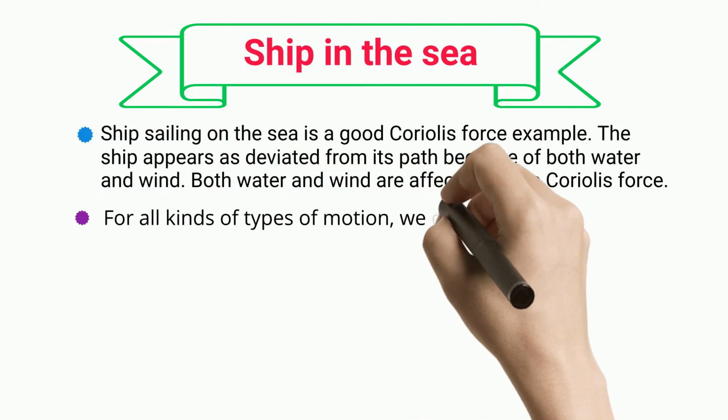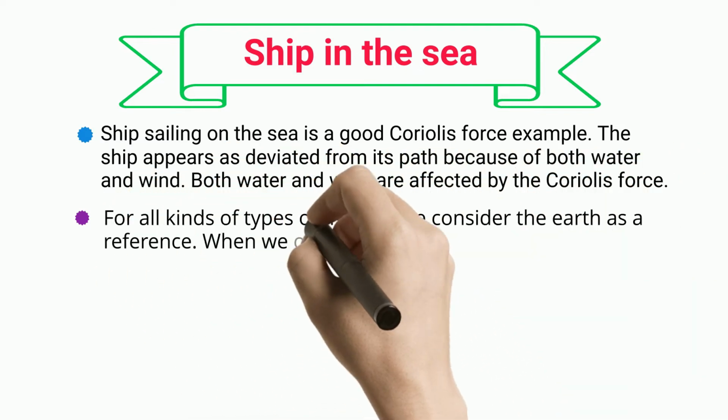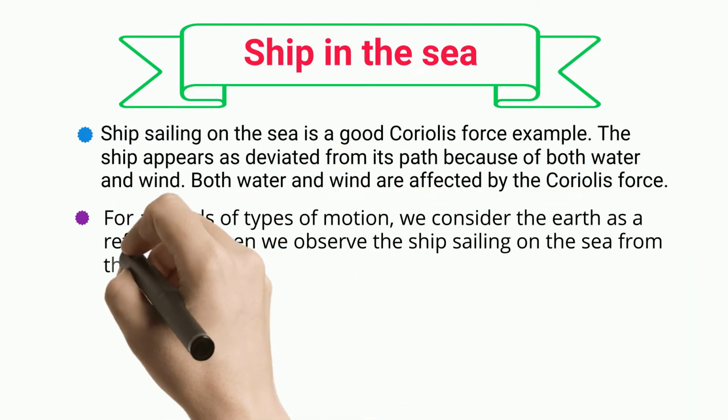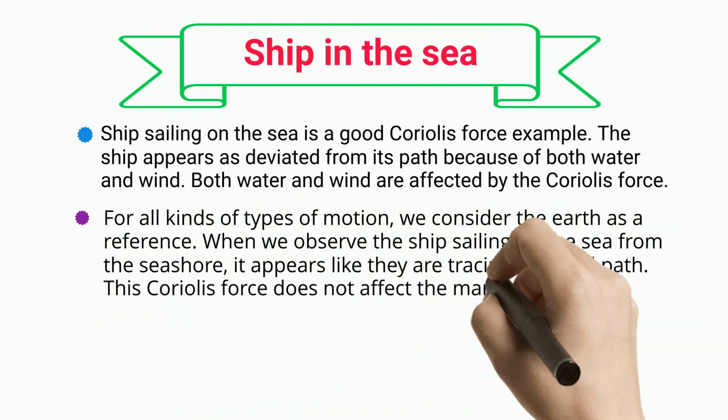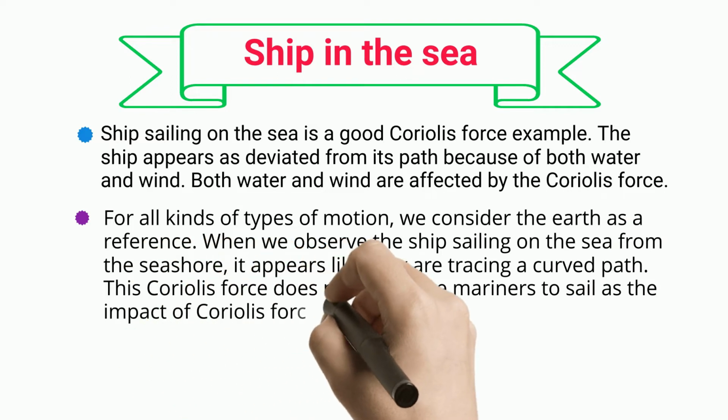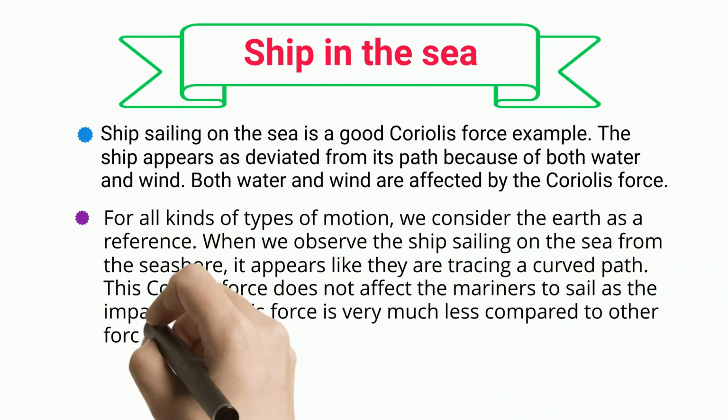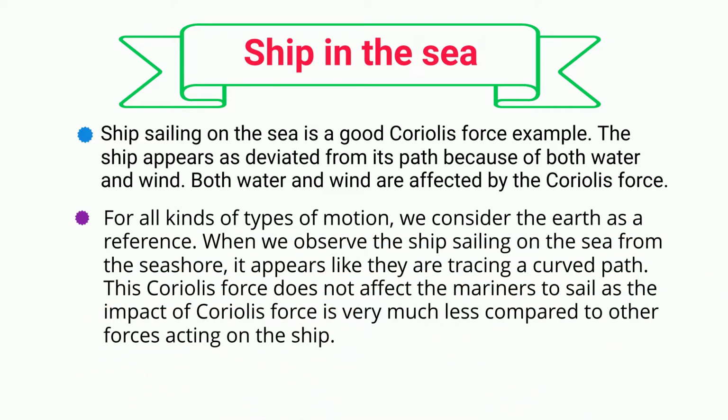For all types of motion, we consider the Earth as a reference. When we observe the ship sailing on the sea from the seashore, it appears like it is tracing a curved path. This Coriolis force does not affect the mariners' sailing, as the impact of Coriolis force is very much less compared to other forces acting on the ship.